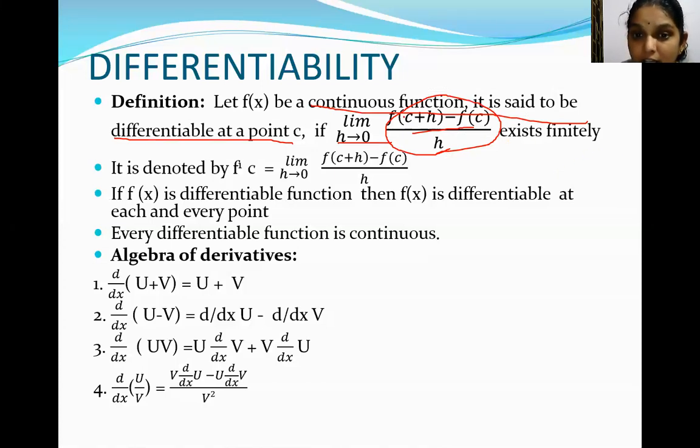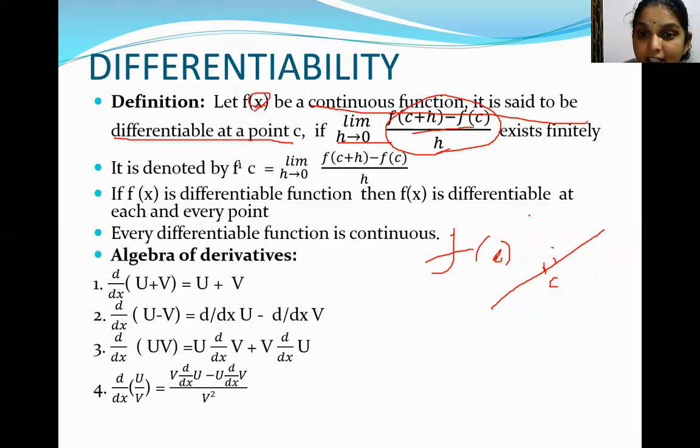This means suppose f of x is a function, and suppose f of x is continuous at a point c. Now we are going to consider the values f of c plus h and f of c, their ratio, that we call the increment given for f. How is the increment given? f of c plus h and f of c means h is an increment given to x.